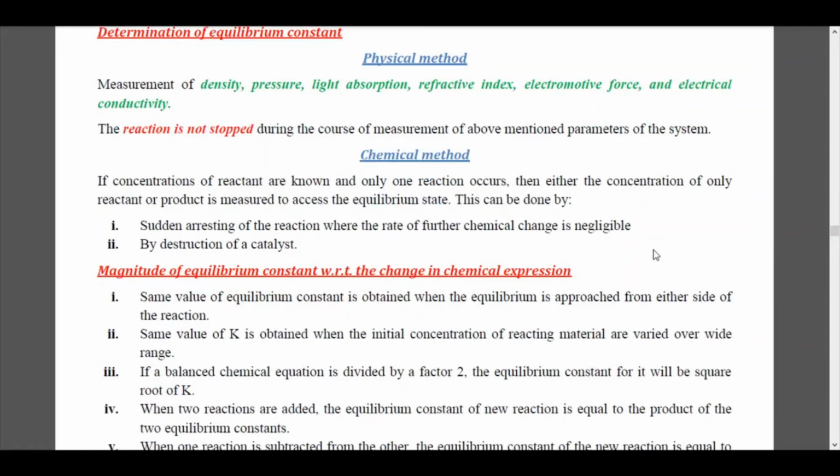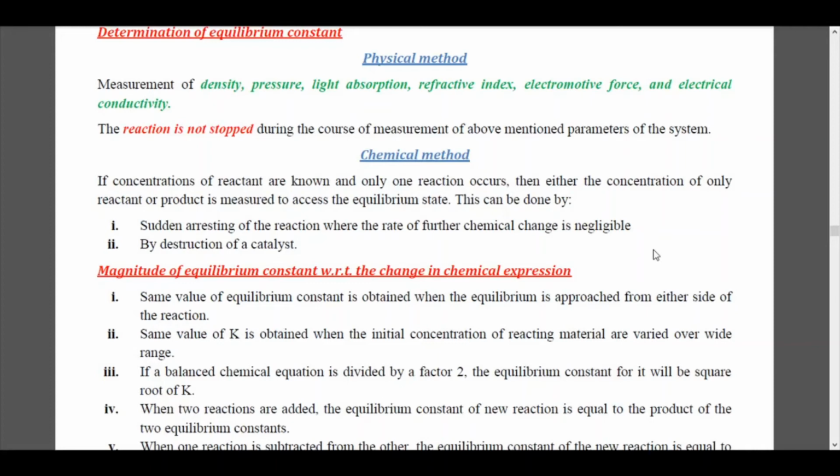What do we do in a physical method? In a physical method, we measure density, pressure, light absorption, refractive index, then electromotive force and electrical conductivity. These are all physical parameters, and during the course of the reaction we try to measure these physical parameters in order to determine the equilibrium constant. The advantage of the physical method is that the reaction need not be stopped. We can measure the physical properties along with the reaction. So that is a greater advantage of using a physical method.